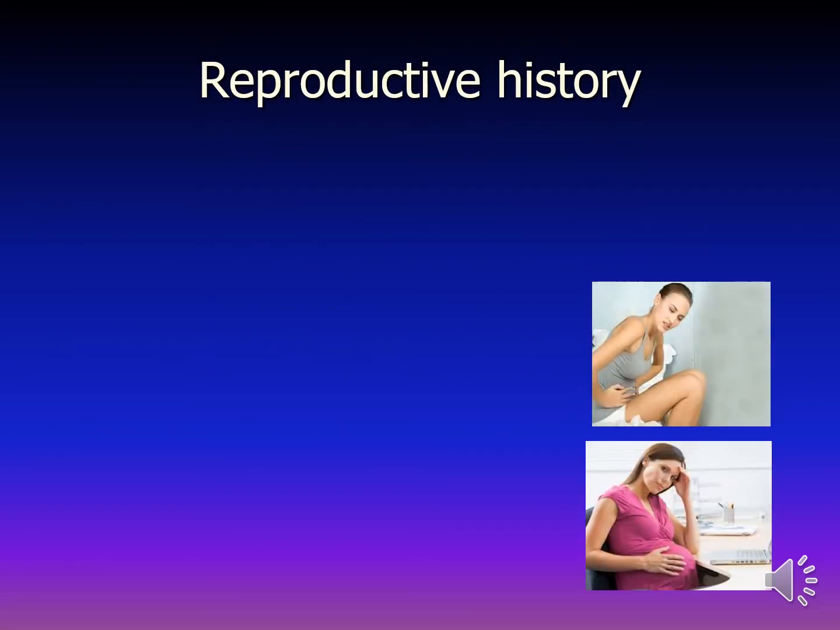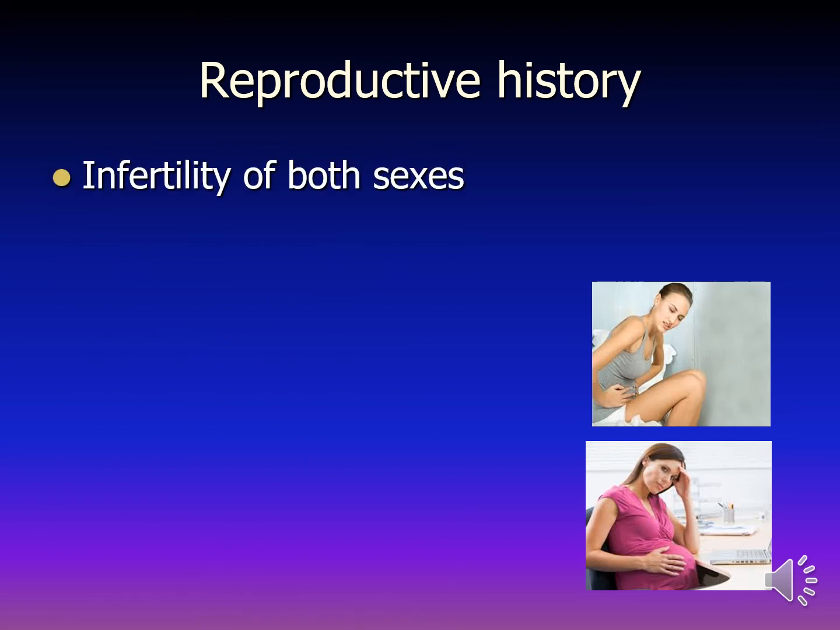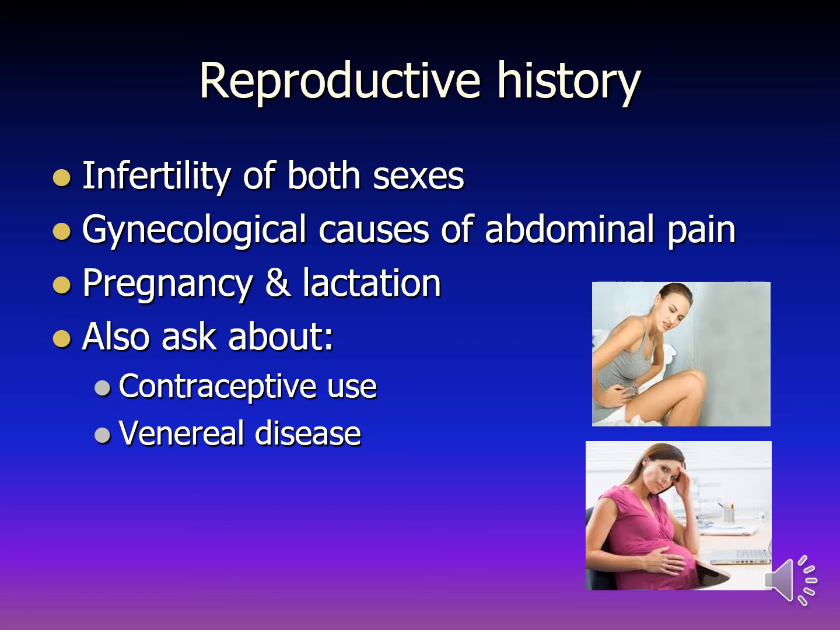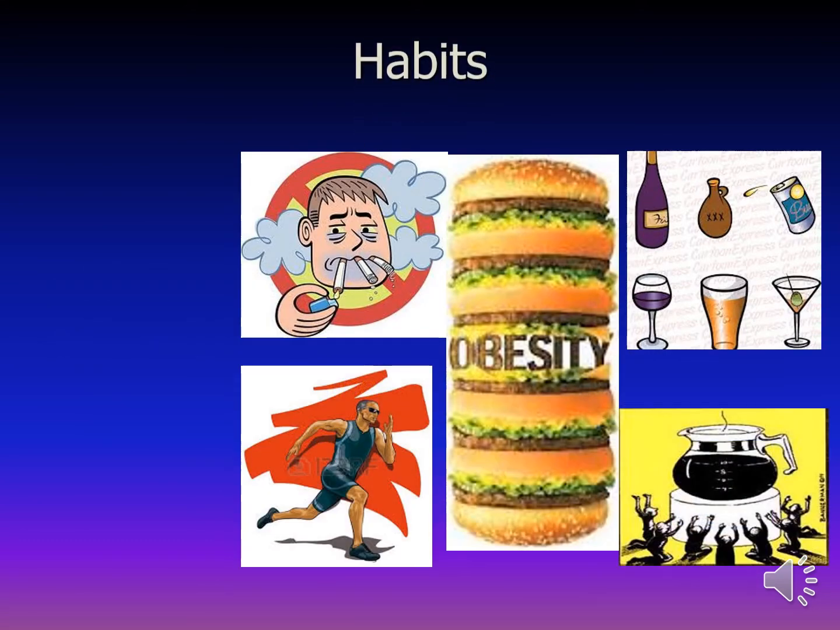Reproductive history is long in a female, but it's also in a male. Infertility and post-sex would have been asked about. Gynecological cause of abdominal pain is very common and confusing with different surgical diseases. Pregnancy and lactation have to be written and confirmed if present. Also ask about contraceptives used in both sexes.